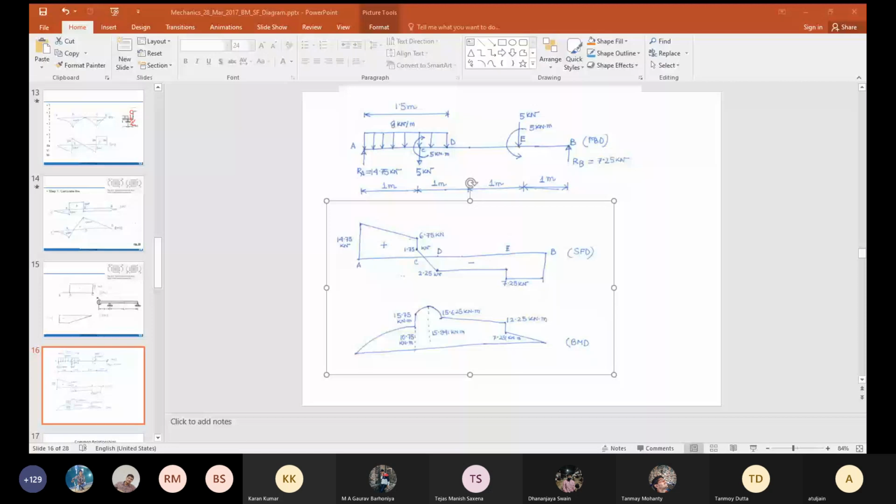And at D, suddenly the curve changes nature because the uniformly distributed load disappears after D.